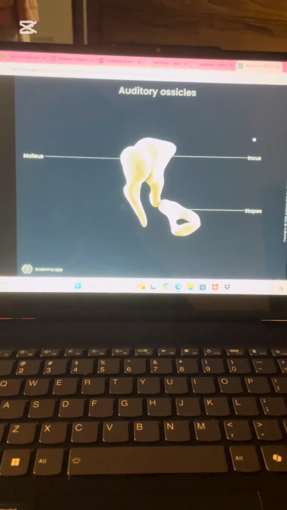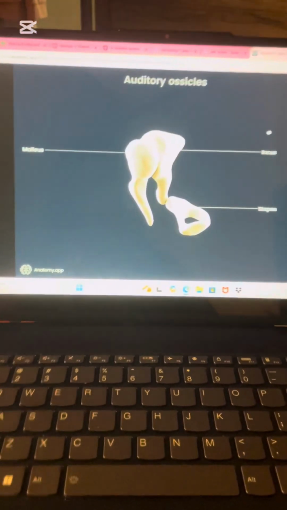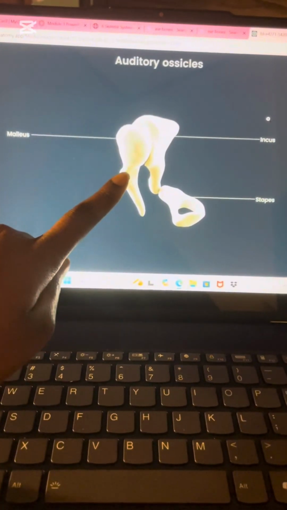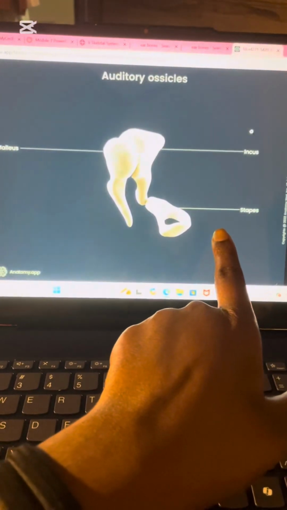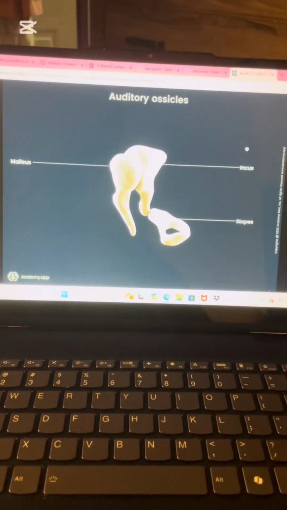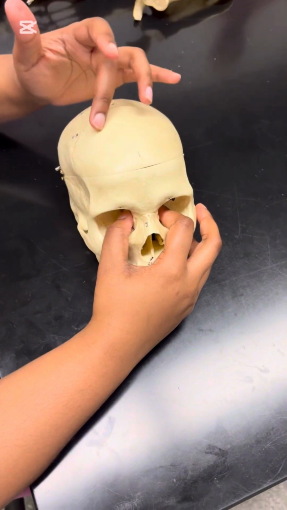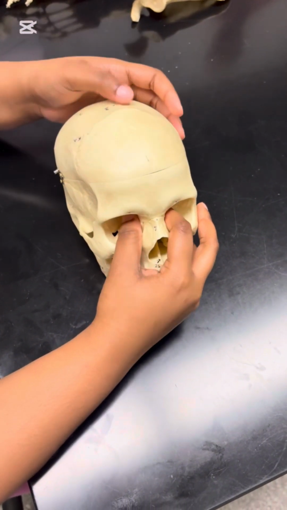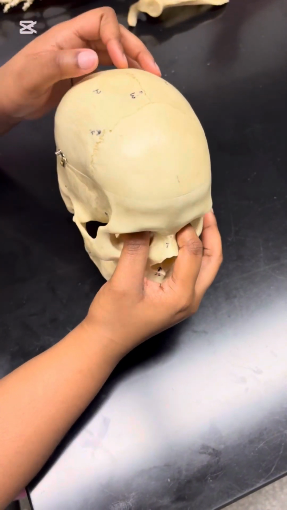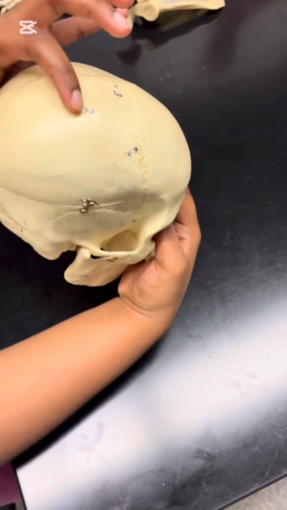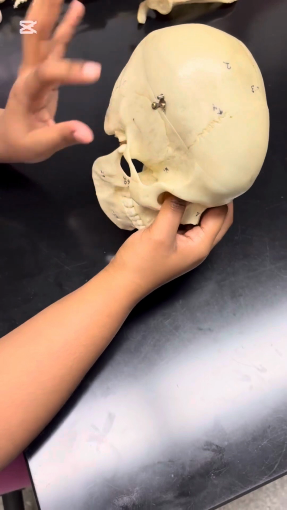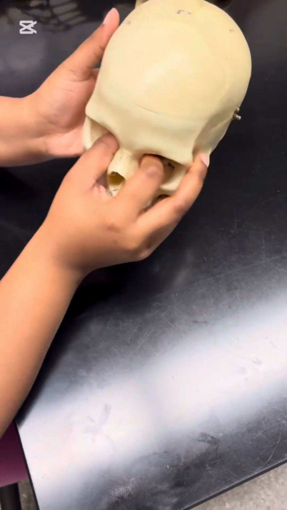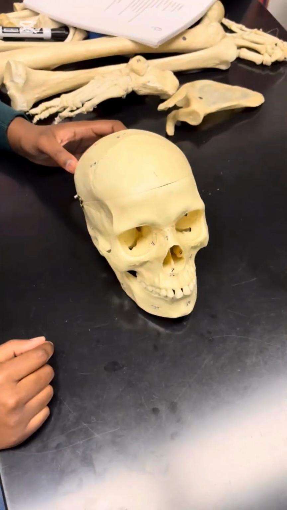Okay, so here we have the parts of the ear. Right here is the malleus. Right here is the incus, and this is the stapes. Thank you. So we have the frontal bone, that's right here. Then we have the coronal structure. Then we have the parietal bone, that's on both sides right here. Back here we have the occipital bone. Then here we have the sphenoid bone. And in this little hole right here, we have the ethmoid bone.